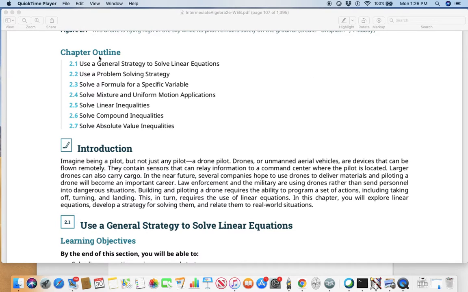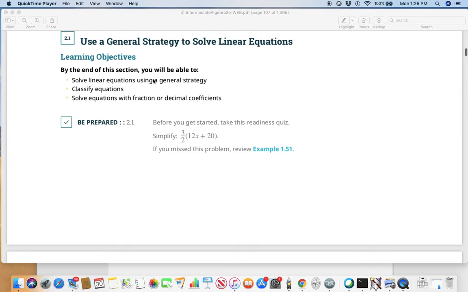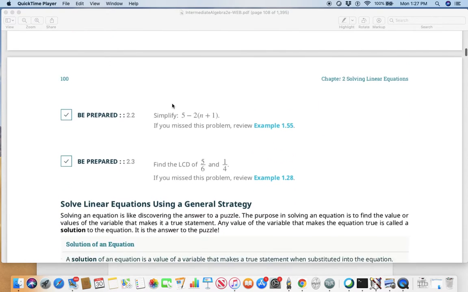Welcome back. Today we work on section 2-1, use a general strategy to solve linear equations. By the end of this section, you'll be able to solve linear equations using a general strategy, classify equations, solve equations with fraction or decimal coefficients.